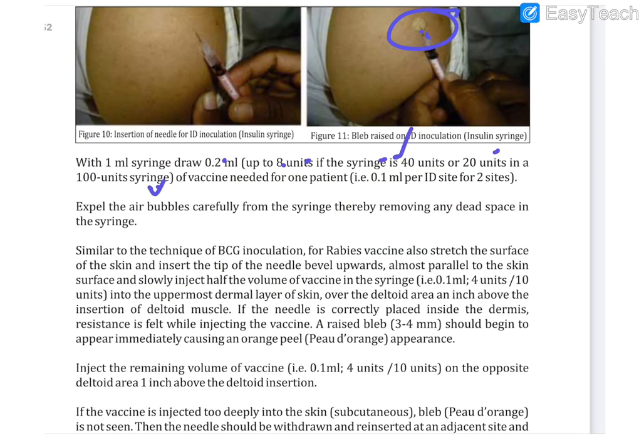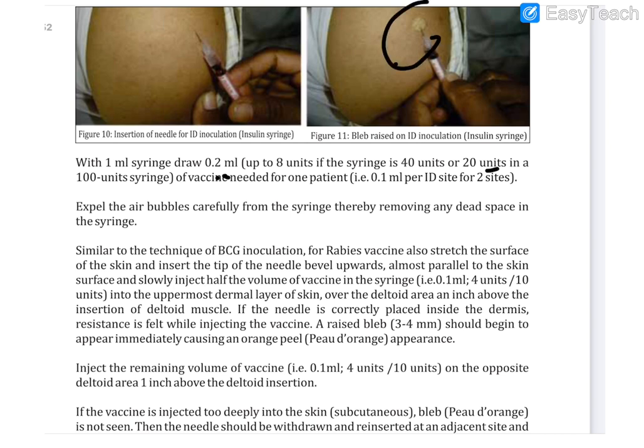You take an insulin syringe. If you take a 40 units syringe, you have to draw 8 units; if you take a 100 units syringe, you have to draw 20 units, which is equal to 0.2 ml. Half of that, that is 4 units on each side, or you can give 10 units on each side if it is a 100 unit syringe. You have to inject it intradermally, under the skin, bevel upwards, injecting parallel to the skin.